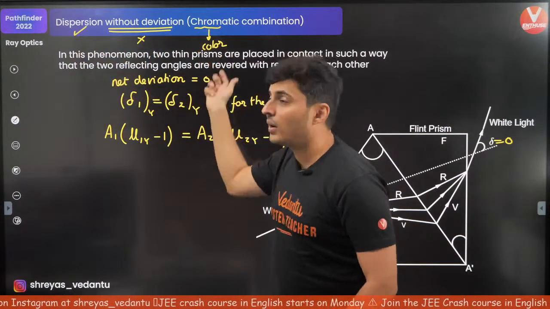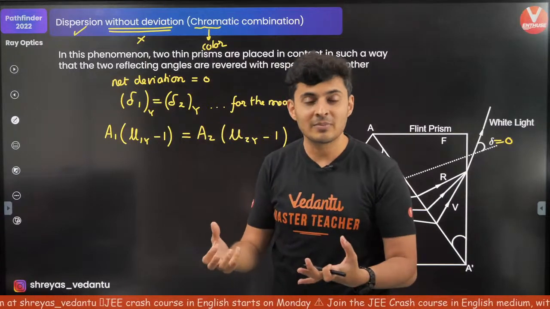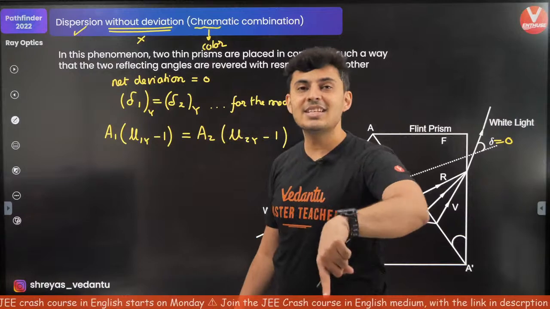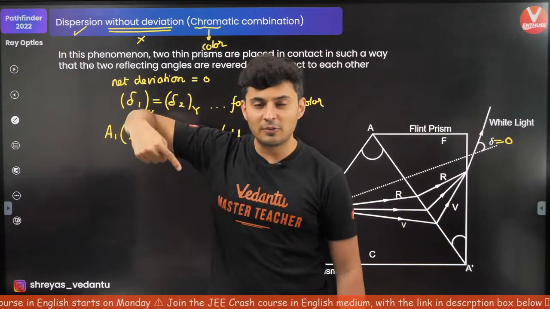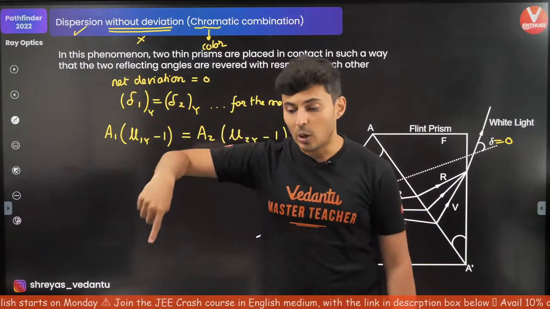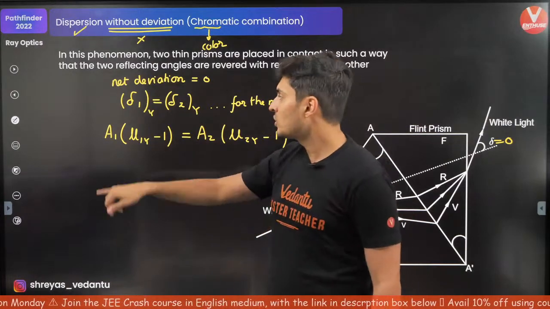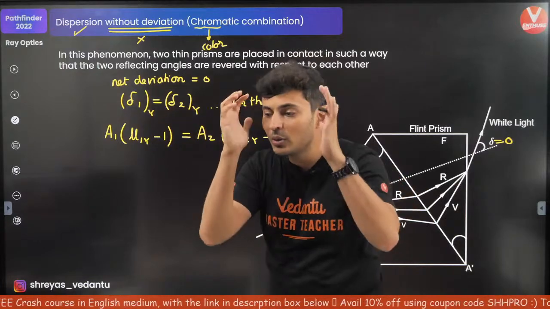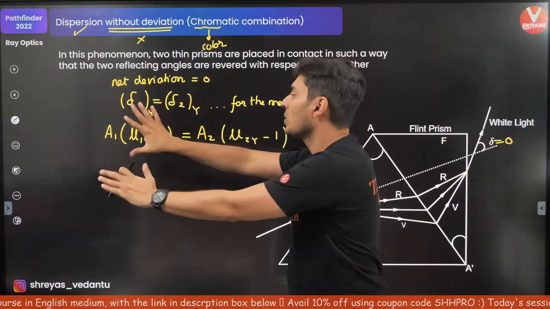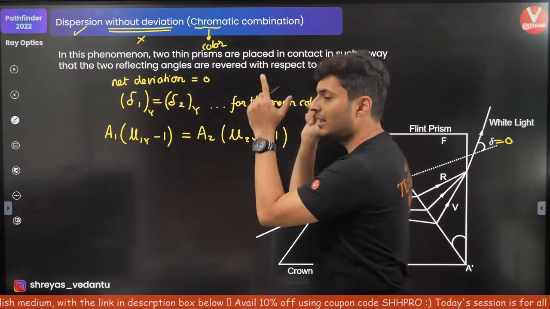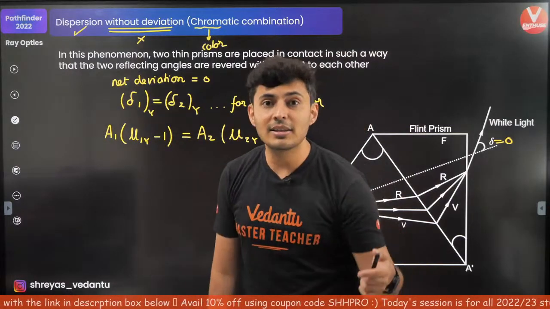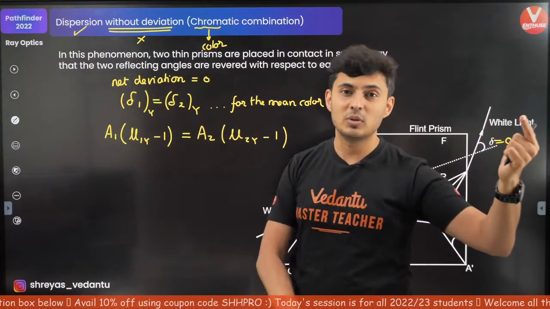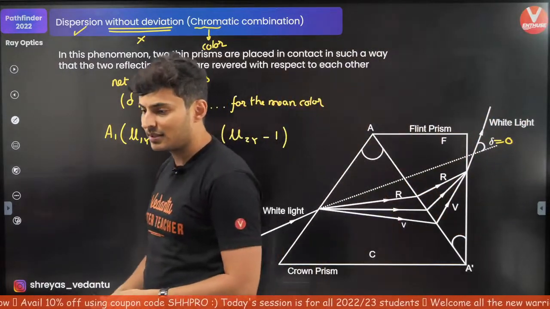See what is not happening. Don't see what is happening. See what is not happening. What is not happening? Deviation is not happening. If deviation is not happening, that means deviation through the first prism is the deviation, counter deviation in the second prism. So delta in the first is delta in the second for the average color. If you remember that, that's it. You can write it down within 10 seconds rather than trying to recollect for 1 minute and that too in a confused manner. Understood, my warriors?